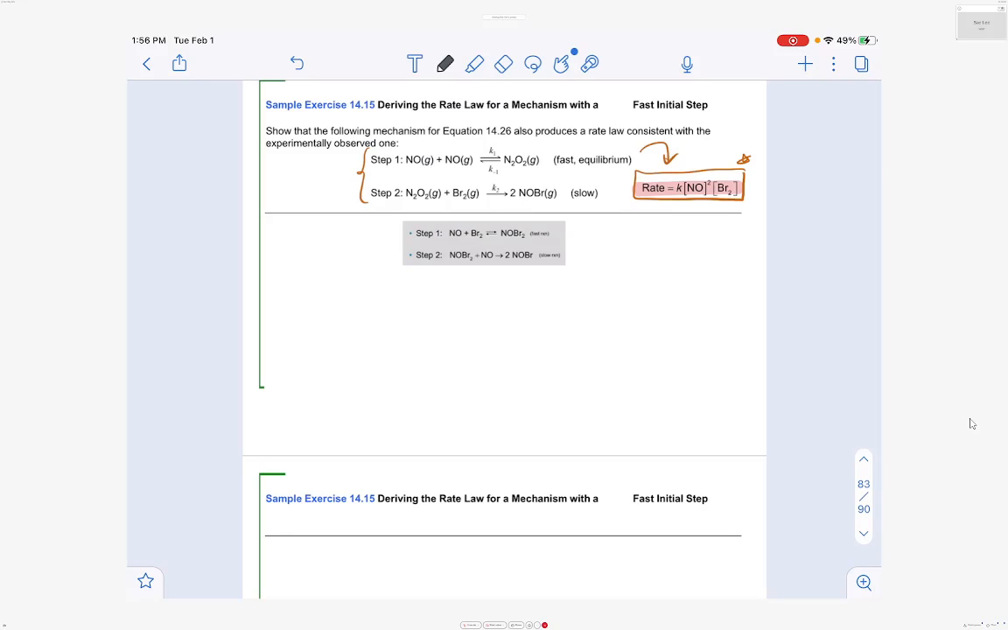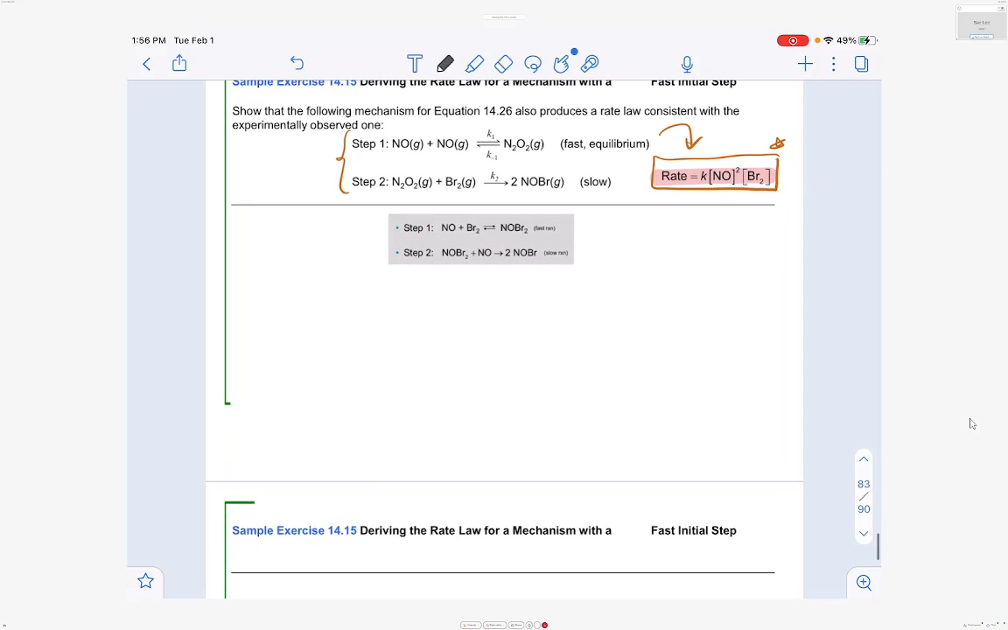Since the second step is a slow step, we know that the rate for this reaction, according to this mechanism, is going to be like so. Does anybody have questions up to this part?